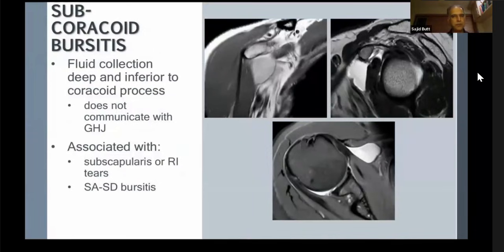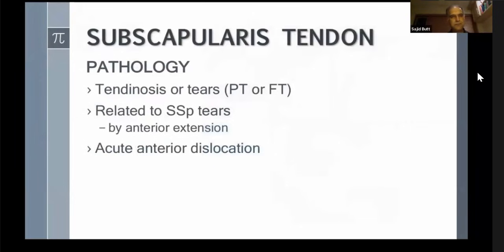You can also remember there is the subcoracoid bursa present here that can get excessively distended and thickened, and this is the bursa which does not communicate with the glenohumeral joint. It can communicate with the subacromial subdeltoid bursa and can get inflamed for the same reasons for which the SD bursa was inflamed. The subscapularis tendon can also show features of tendinopathy and partial thickness or full thickness tears.